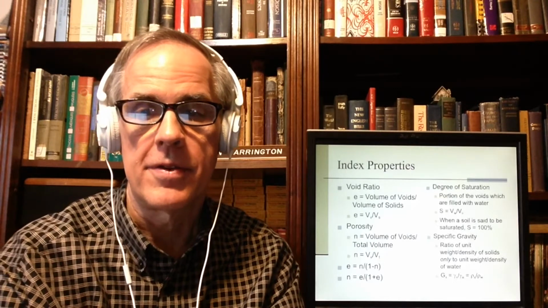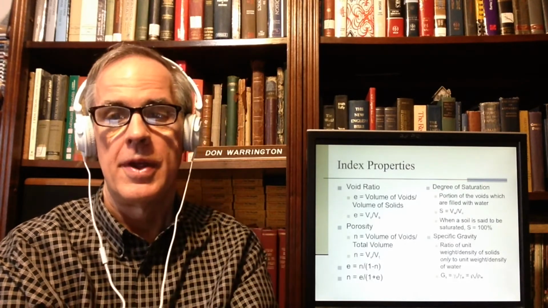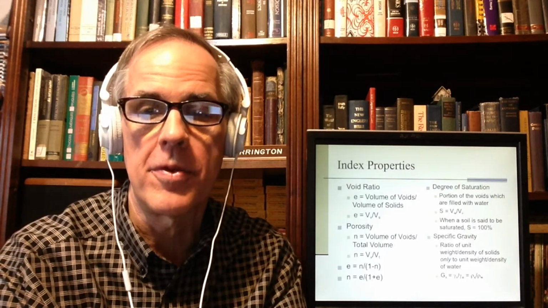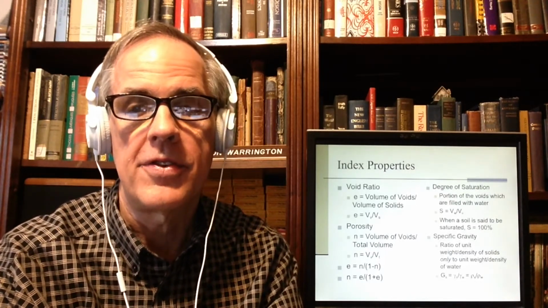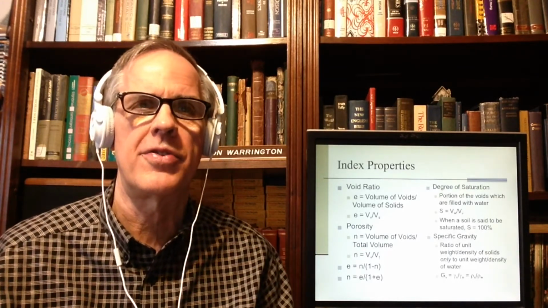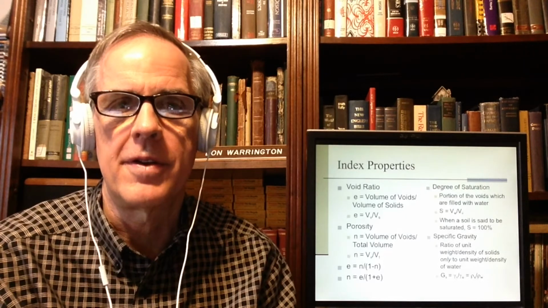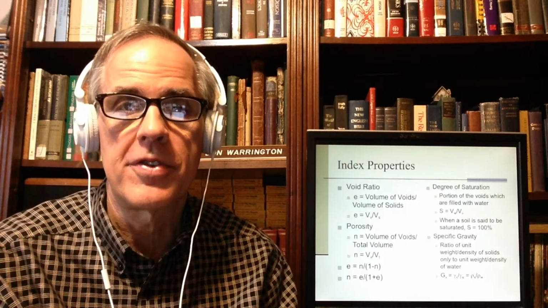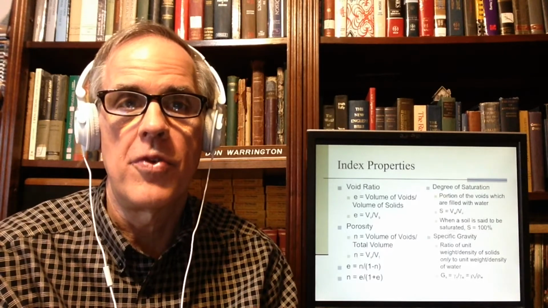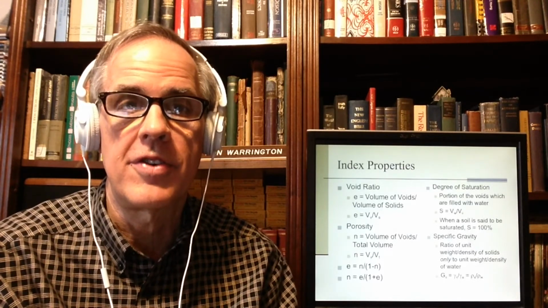There are a couple of other things. First is the degree of saturation. The degree of saturation is the portion of the voids which are filled with water. That is equal to the volume of the water over the volume of the voids. If all the soil's voids are filled with water, it is said to be saturated, and S is equal to 100%. The void ratio and the porosity are normally expressed as numbers, but the degree of saturation is normally expressed as a percent. So, for example, if you have a soil where the voids are half water and half air, then the degree of saturation is equal to 1/2.